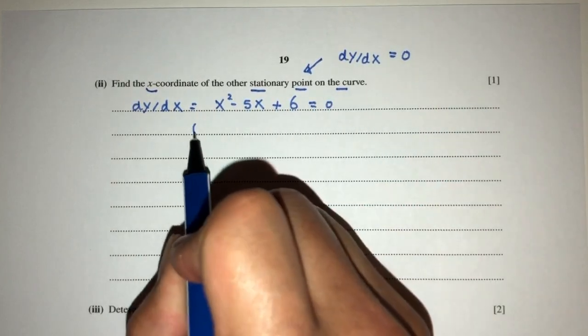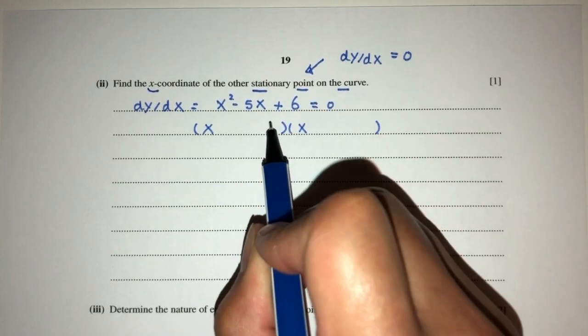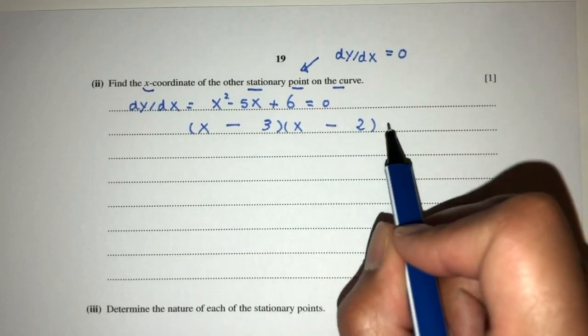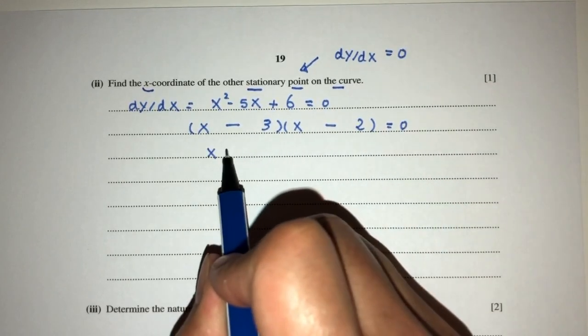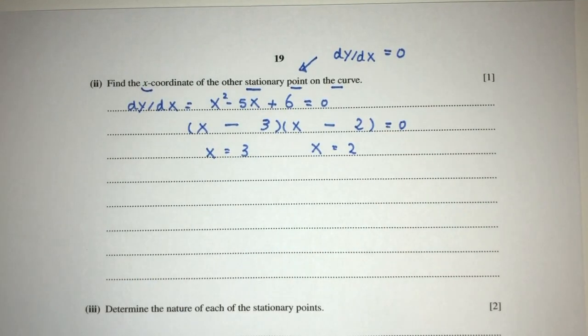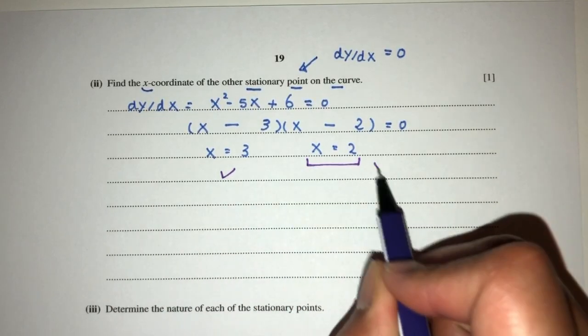Let's see what happens. That will be x times x, and this will be 3 times 2. To get minus 5 has to be minus 3 minus 2. That will be x equal to 3. x equal to 2, right? So this one we know already. We need this one as your answer. X equal to 2. That is part 2.